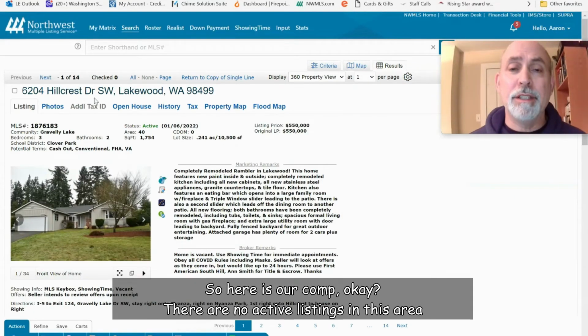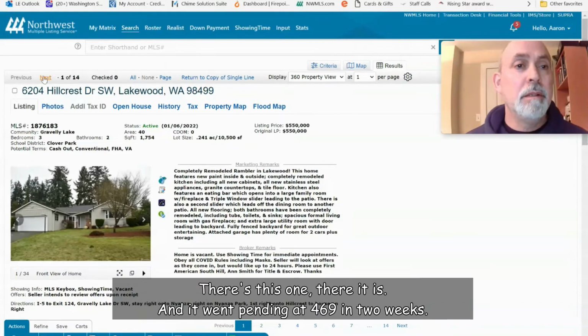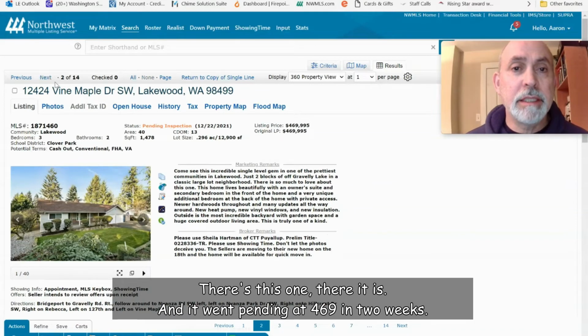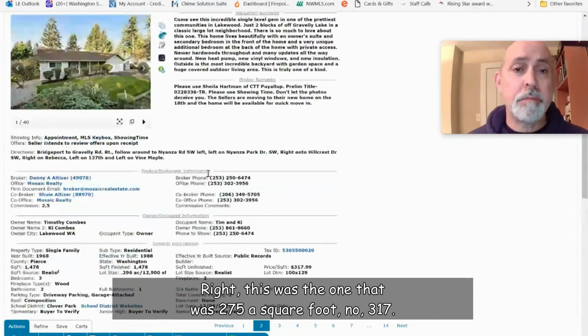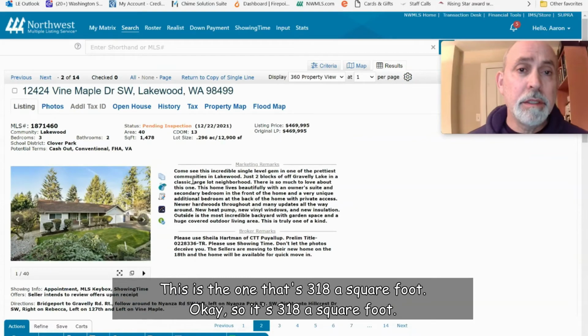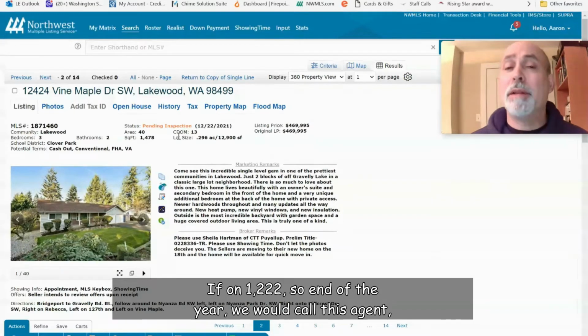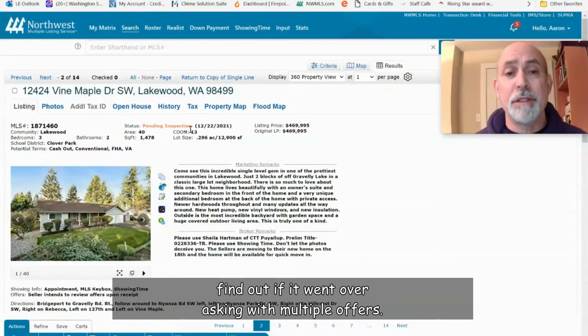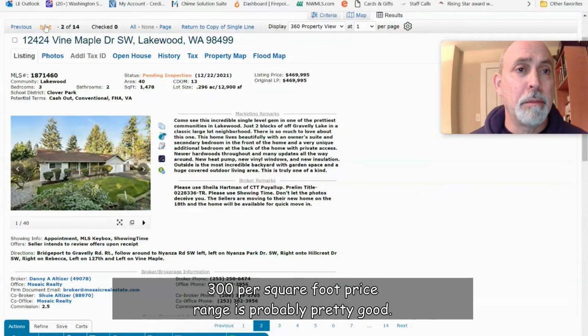Okay. There are no active listings in this area that are within that square footage range. Okay, good. There's this one, and it went pending at 469 in 2 weeks. It's smaller. This is the one that's 318 a square foot. It went in 13 days, so probably a little long, but on 12/22, so end of the year. We would call this agent, find out if it went over asking with multiple offers. Otherwise, we could say that 300 per square foot price range is probably pretty good.